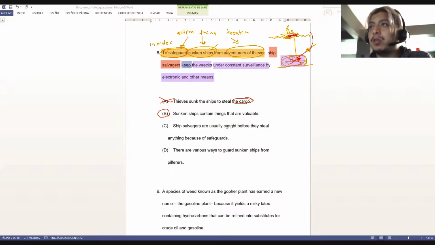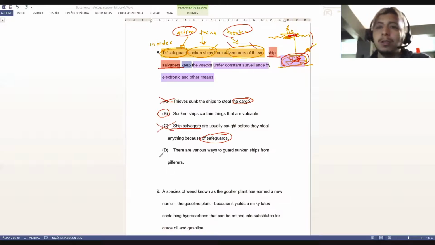Ship salvagers are usually caught before they steal anything because of safeguards. Safeguard is the verb, the action, safeguarding. So safeguards are not a noun. We are not speaking about safeguards, we are speaking about ship salvagers. Ship salvagers are the people that keep the wreck under vigilance. So the ship salvagers are the people that protect the boat, not the people that steal from the boat. The threat, the people stealing, are adventurers and thieves. So this is false, okay?